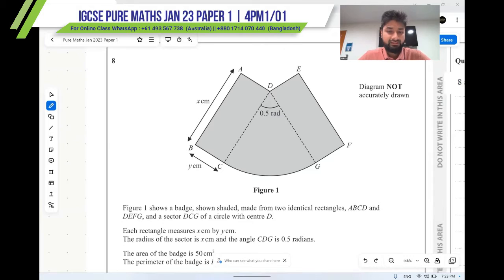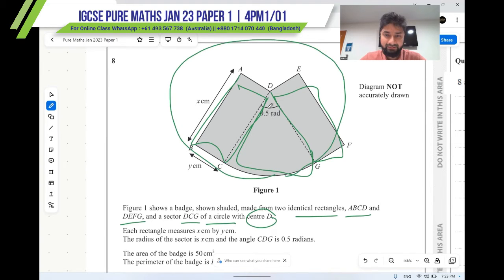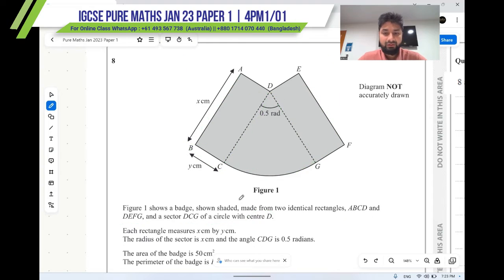In question 8, it says figure 1 shows a patch, shown shaded, made from two identical rectangles ABCD and DEFG, and a sector DCG of a circle with center D. Imagine it's a circle and the center is D over here.